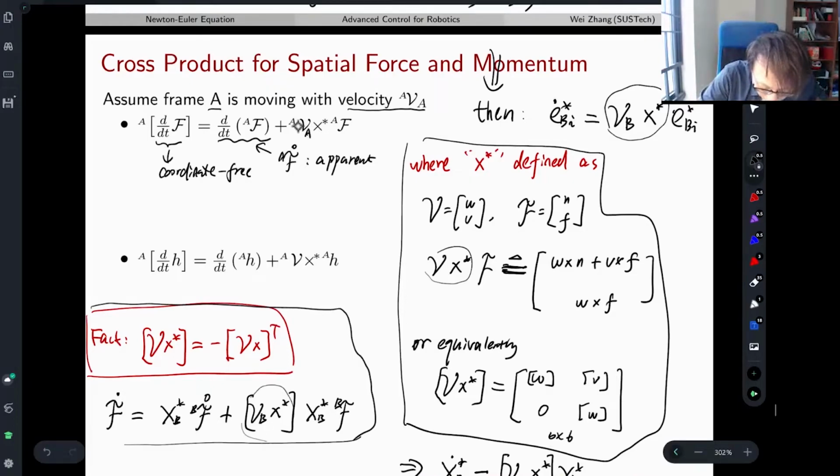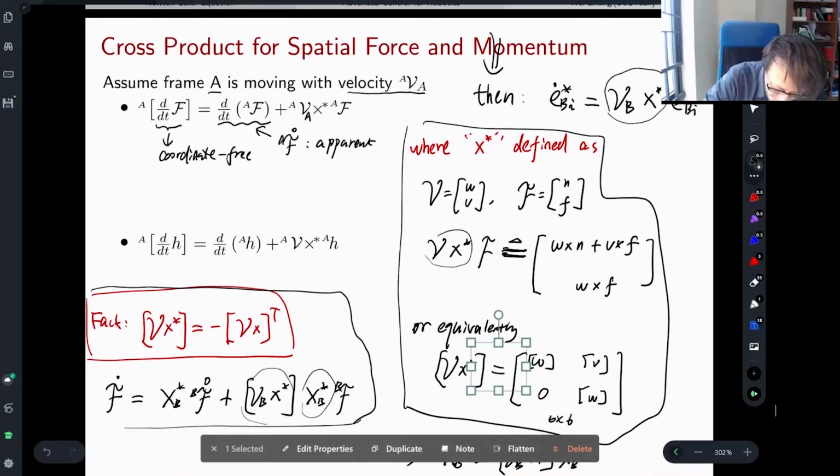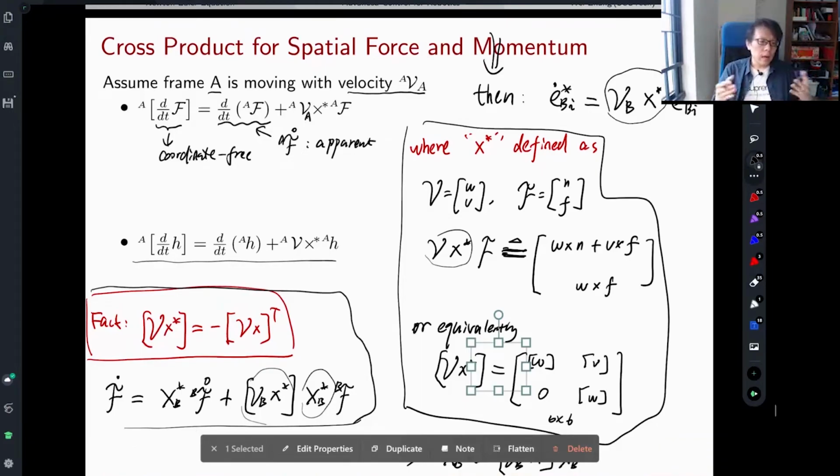So you have VA expressed in A, cross star, times FA. If you want to represent this in B, then it becomes identity. All right, so that's why this FA has nothing like this term. Then, hold on, this is similar: momentum has the same property as force for change of coordinate, also for this kind of spatial product.